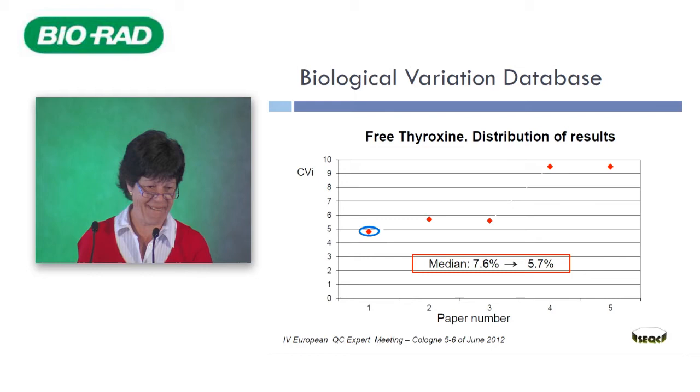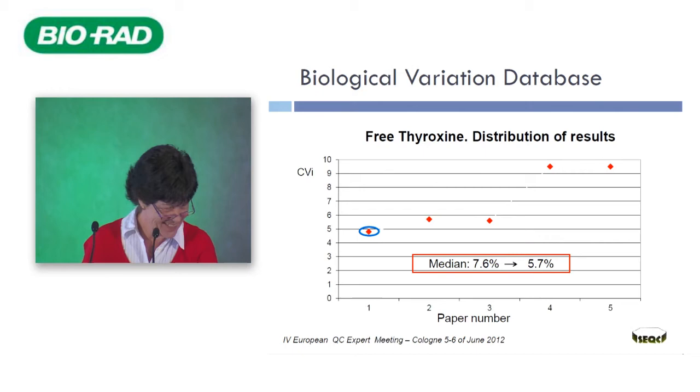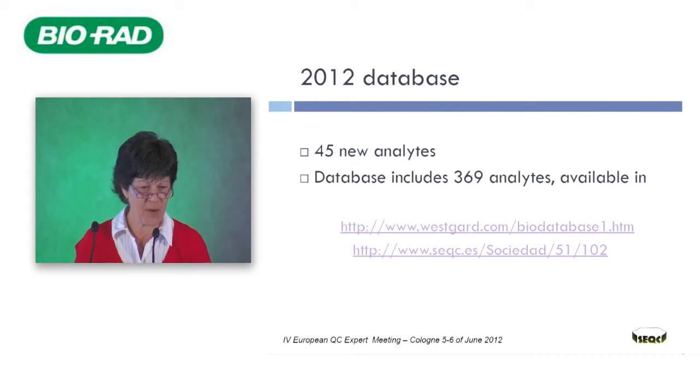In this way, we incorporate 45 new analytes, and now the database includes 369 analytes available in two free websites, in English and in Spanish.